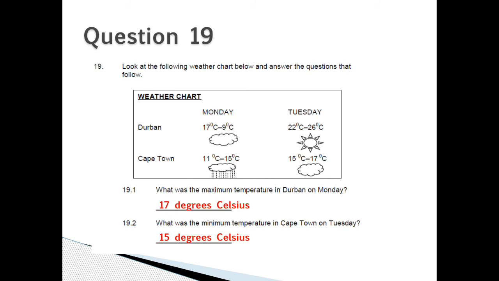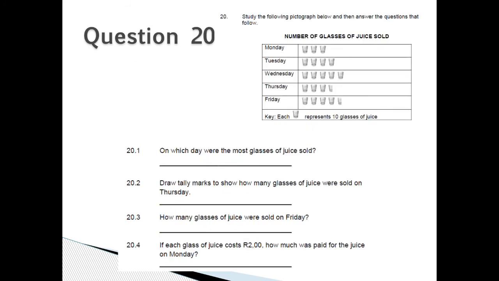Study the following pictograph below and then answer the questions that follow. You are given the number of juices that are sold. On Monday, there are 3 glasses. Tuesday, there are 4 glasses. Wednesday, there are 5 glasses. Thursday, there are 3.5 glasses. Friday, there are 4.5 glasses. We are also given a key, and we are told that each glass represents 10 glasses of juice.